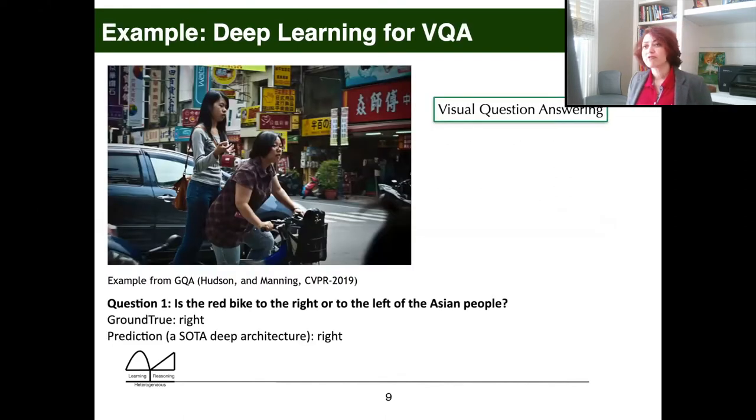So if we look at some of these recent data sets and tasks that are released and people work on, one of them is visual question answering. There is an image and there is a question in natural language, like, is the red bike to the right or to the left of the Asian people? We run an actual state-of-the-art model that is built for this data set, and we see the model is doing well. It answers correctly. It says the bike is on the right.